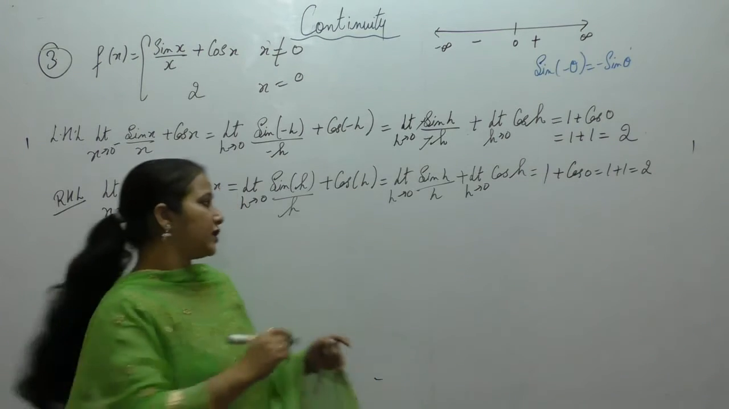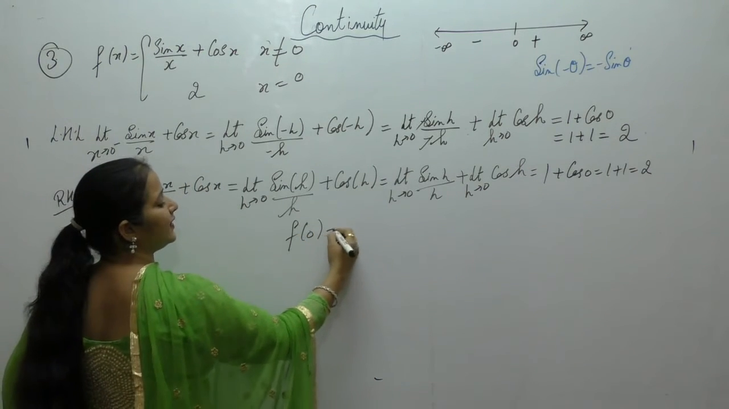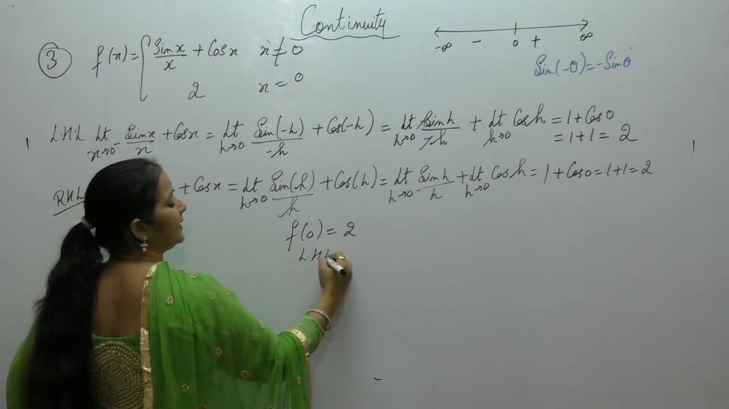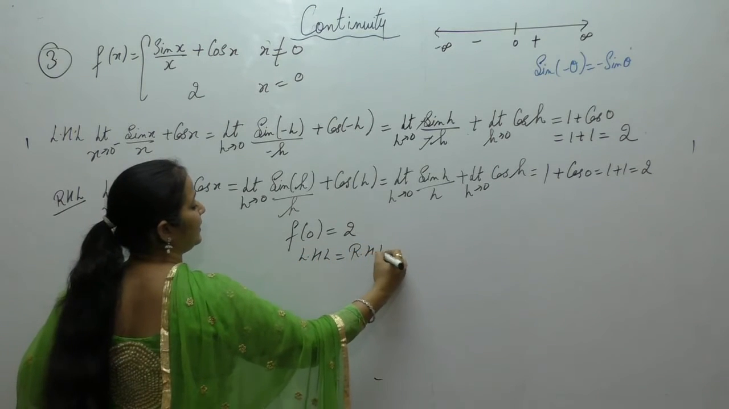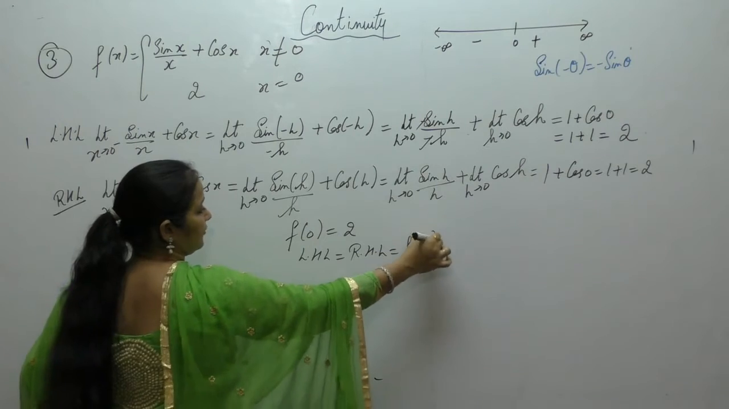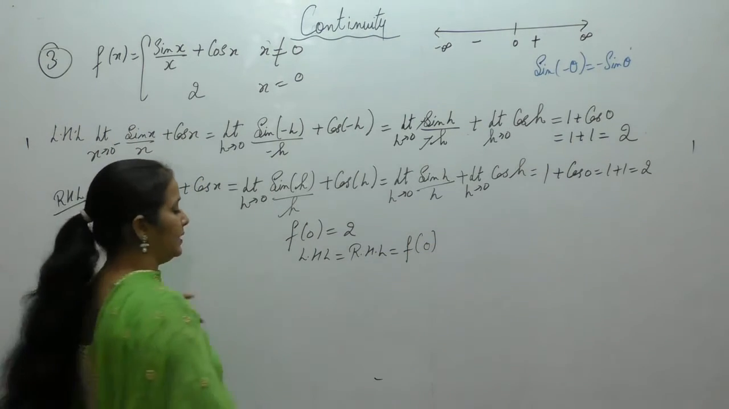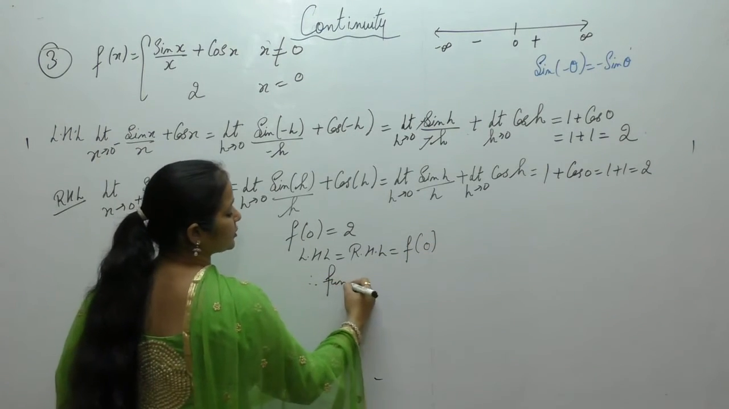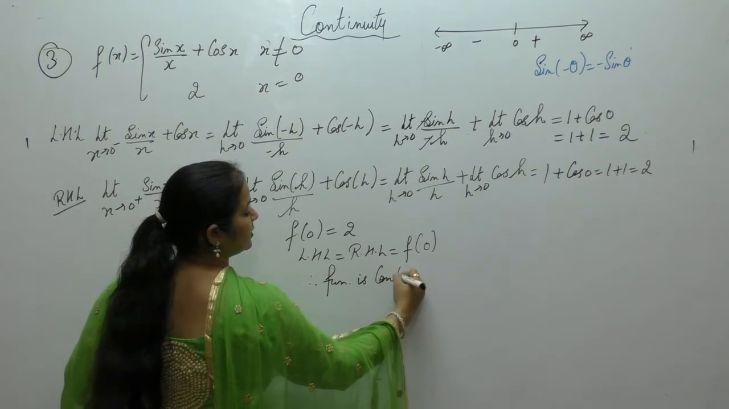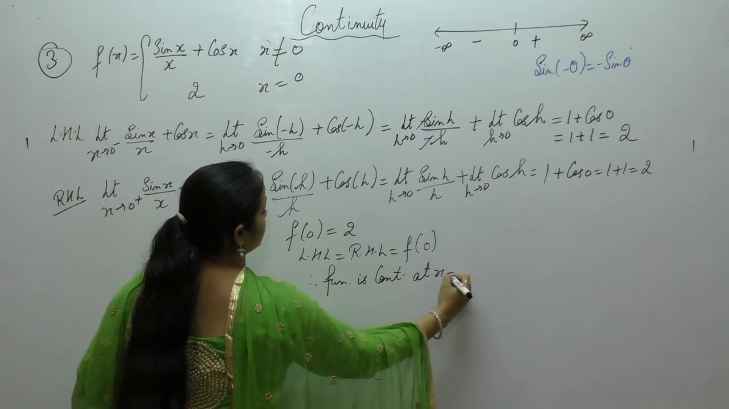And value of the function at that point is given 2. So left hand limit is equal to right hand limit is equal to value of function at that point. Therefore, the function is continuous at x equals 0.